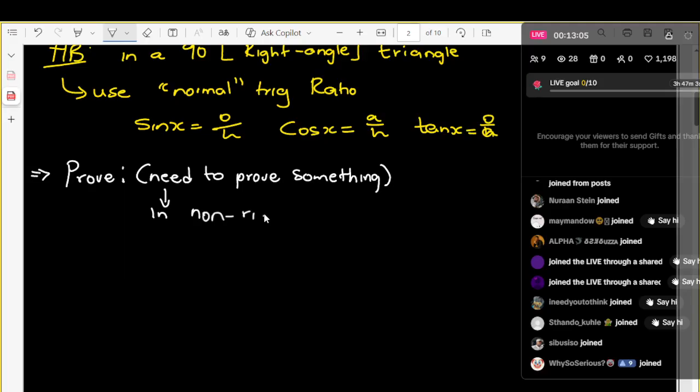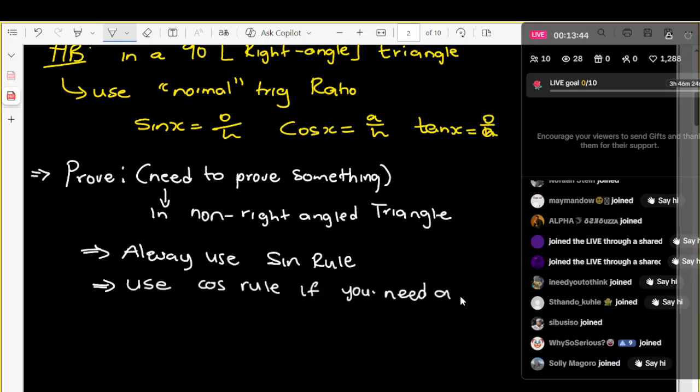you can always use the sine rule. Always use the sine rule. You can use the cos rule if you need a square root. If you need a square root, then everything will make sense. Or let's say you need something that should be inside the bracket squared, then that's when you can use the cosine rule.